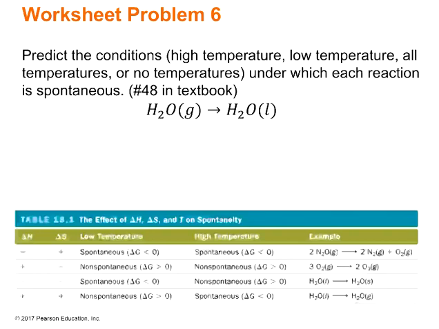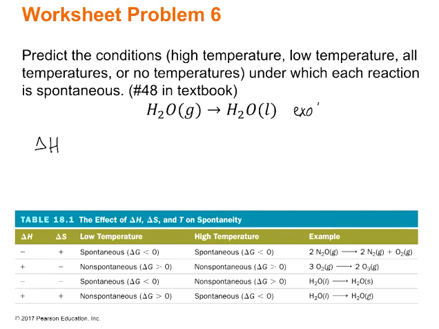So if a gas is turning into a liquid, that means that the gas is cooling down. So that means we're losing heat. So this is going to be exothermic. So if this is an exothermic process, is delta H positive or negative? Negative, right?